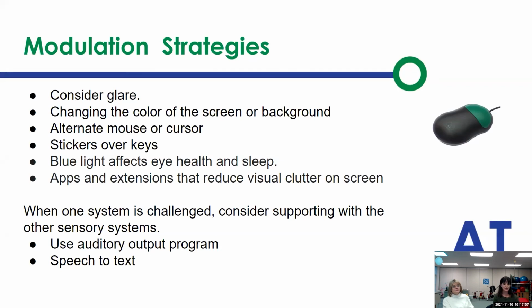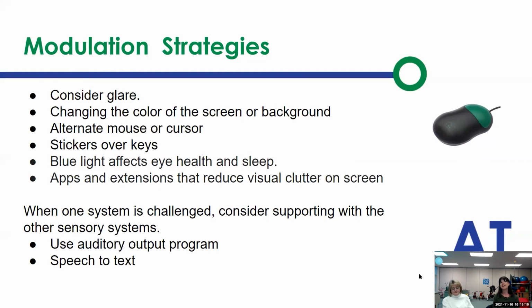You can also do alternative mouses or cursors. So on the slide, there's a picture of the Chester mouse, and it's just a single click mouse instead of a left and a right. And that helps take down that whole, like, okay, where's my mouse? Where is it going? What side am I clicking on? It's that visual eye-hand coordination.